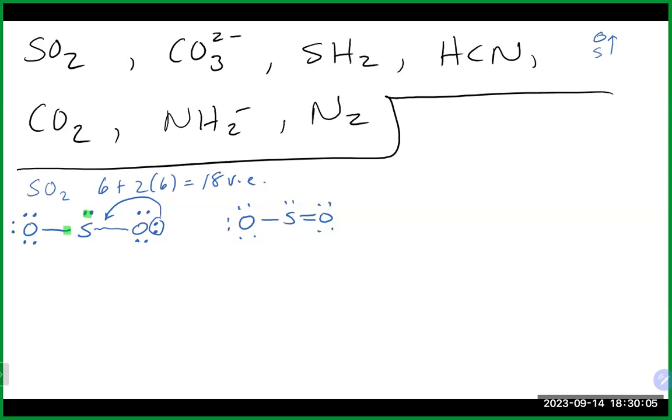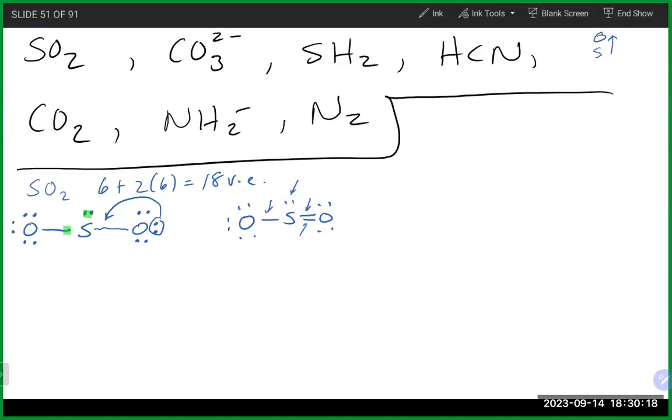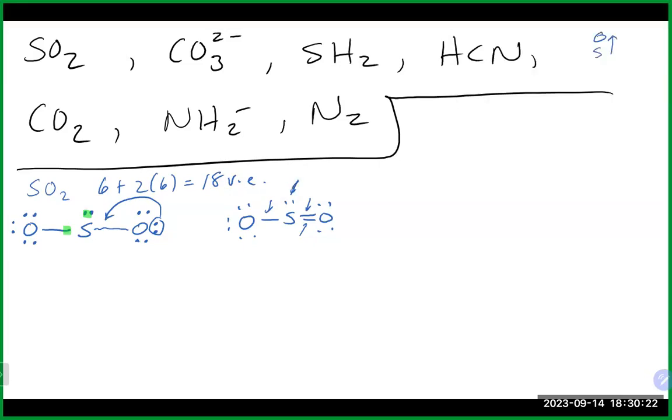Now, the oxygen on the right has 8 electrons. The oxygen on the left has 8 electrons. And our sulfur has 2, 4, 6, and 8 electrons at that point. That is the proper structure for SO2, or sulfur dioxide.